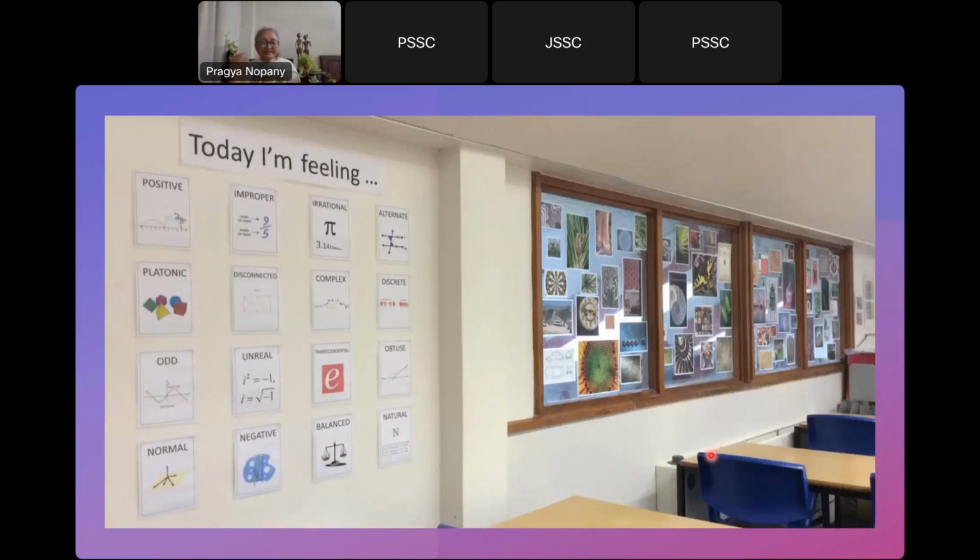Then look at this wall. Today I am feeling positive. Today I am feeling improper. Today I am feeling irrational. Today I am feeling alternate. Today I am feeling platonic. So in platonic, they are showing platonic solids. Today I am feeling disconnected. So here you have two disconnected shapes. Then today I am feeling complex. So you have some complex numbers being shown, and so on and so forth. Today I'm feeling normal, and there they are showing one perpendicular line. I'll just show you one of them, this one on the next slide.